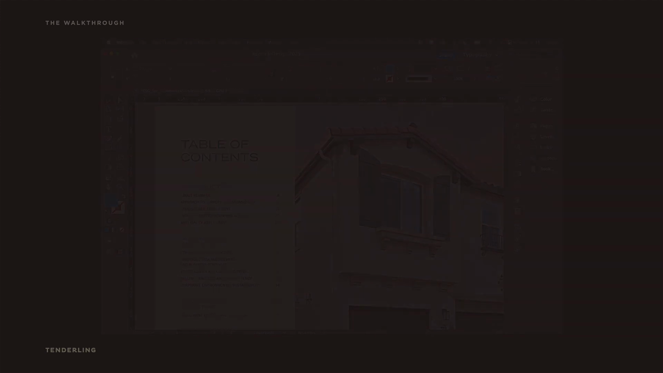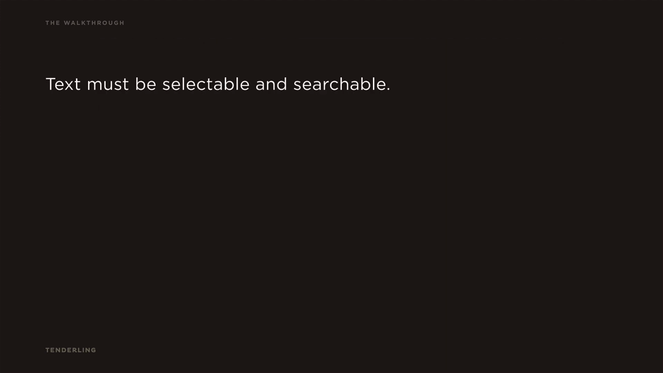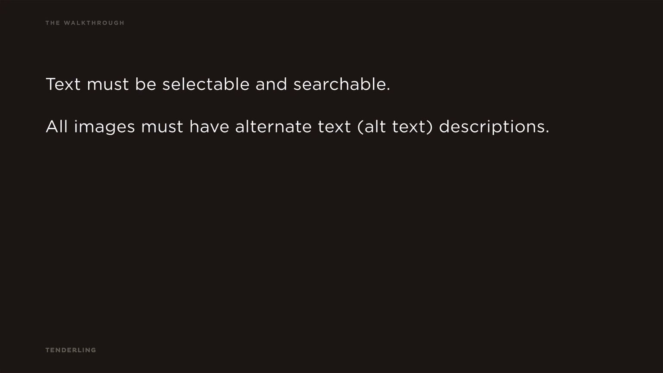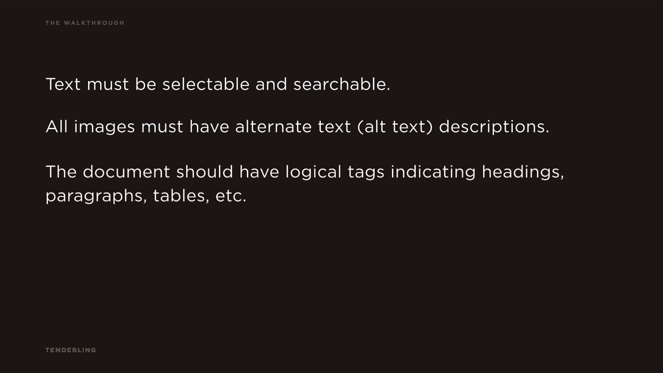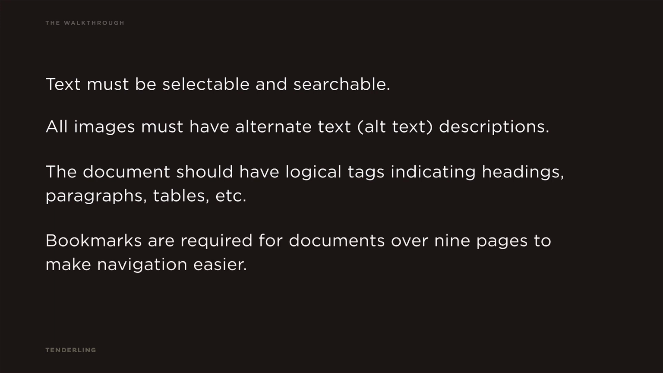Requirements include, but are not limited to, text must be selectable and searchable, all images must have alternate text or alt text descriptions, the document should have logical tags indicating headings, paragraphs, tables, etc. Bookmarks are required for documents over 9 pages to make navigation easier.